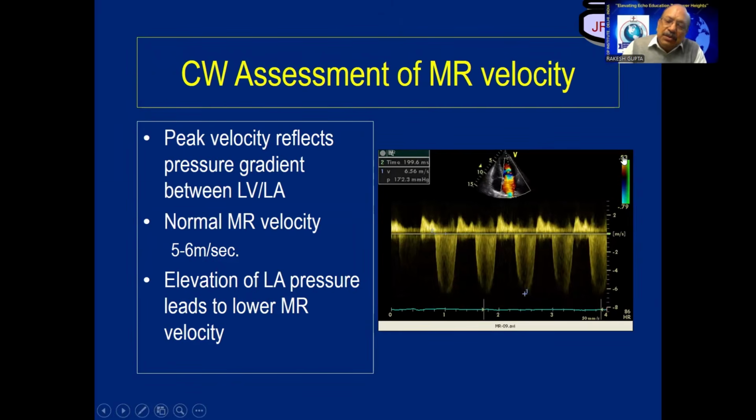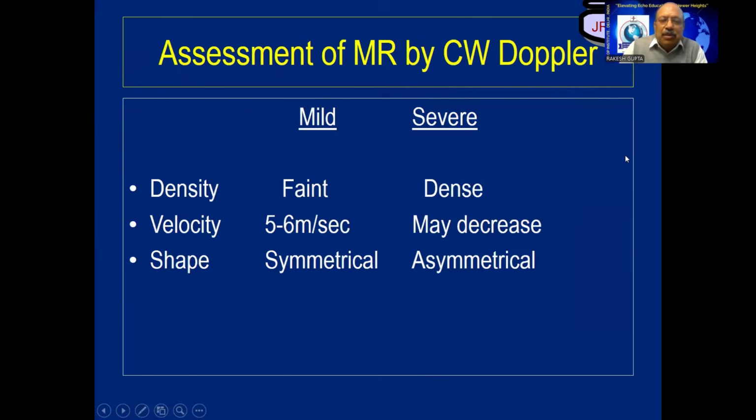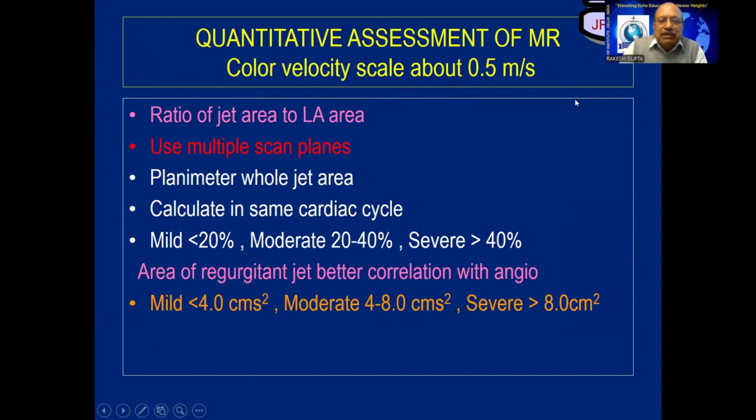And this Nyquist limit you can adjust in the machines. And a very important thing is to keep your Nyquist limit between 50 to 60 centimeters per second. Parameters: jet area versus LA area. And you have to use multiple planes because the jet of MR does not come in one direction. It can go in any direction.